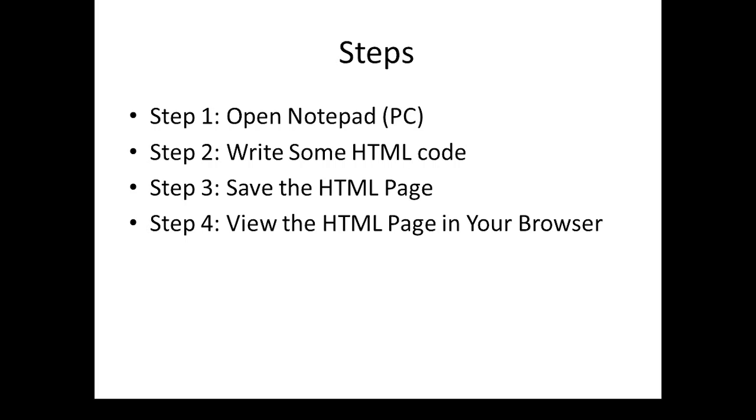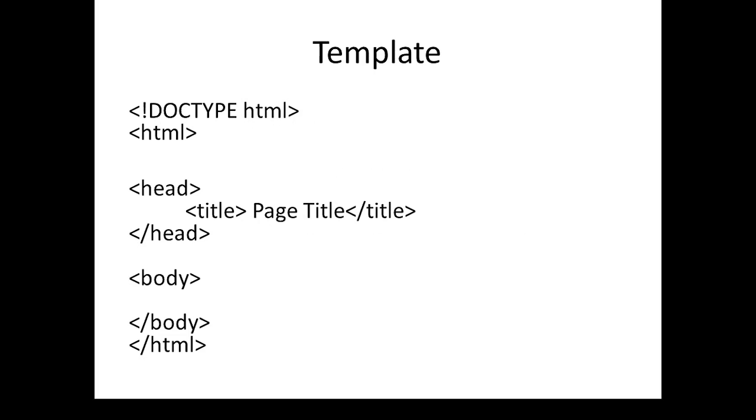The steps for creating an HTML file. Step 1 is you have to open your Notepad file. Step 2, you have to write some HTML code. And after writing the HTML code, you need to save the HTML page, that is step 3. And how to view the output, that is step 4. View the HTML page in your web browser.